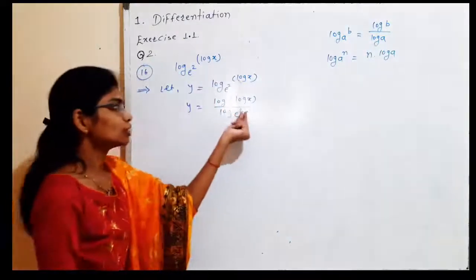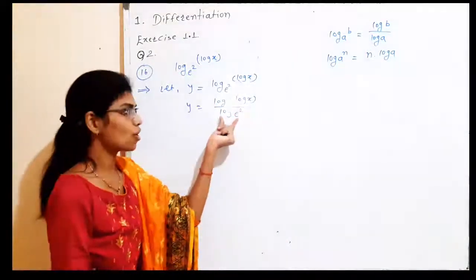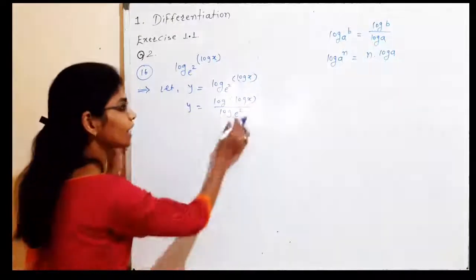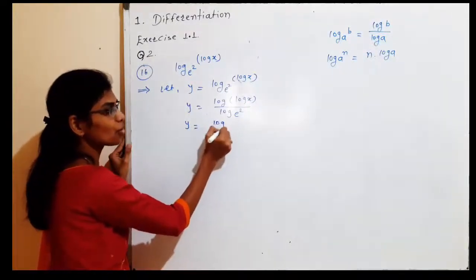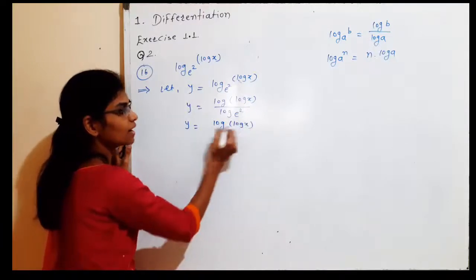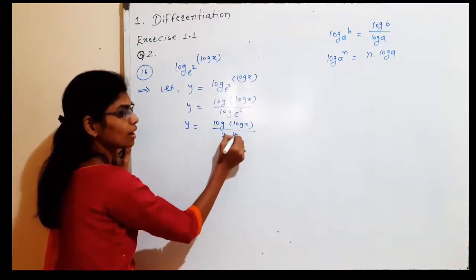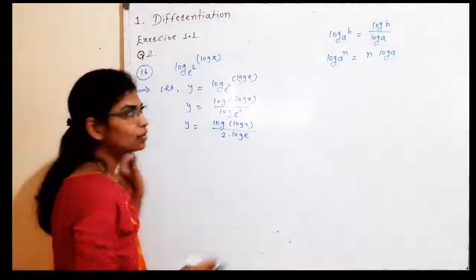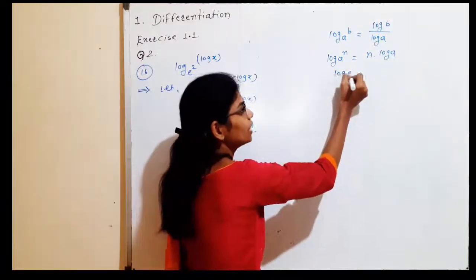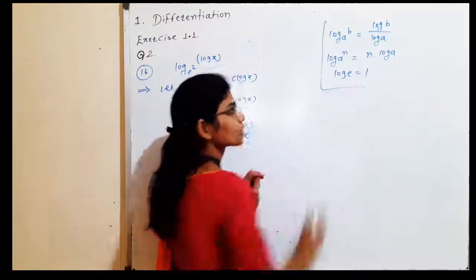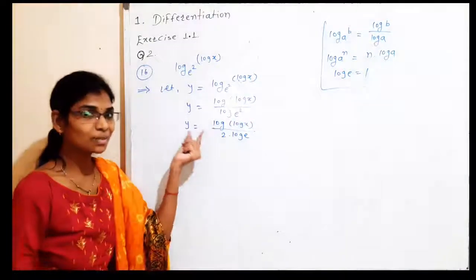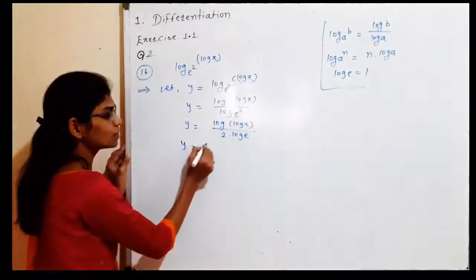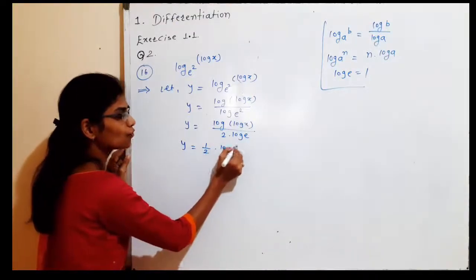Here also, the 2 is in the form of an index to the log e, so we can write it in the form of a multiplication. That is why y is equal to log of log x divided by 2 multiplied by log e. And we know that the value of log e is equal to 1. The value of log e is 1. So its simplified form is y is equal to 1 divided by 2 into log of log x.